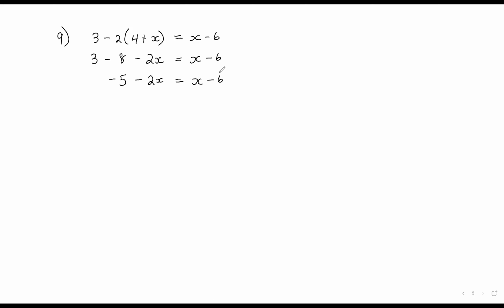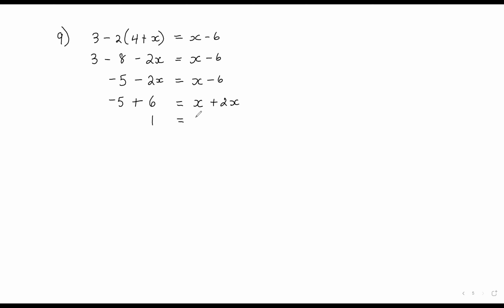All right. And now I want to group my x terms on one side of the equation and my constants or numbers on one side of the equation. So I'm going to add 6 to both sides or move minus 6 to the left-hand side. So that would become plus 6 instead. And then I bring down this x on the right-hand side. I move negative 2x to the other side of the equation. It becomes plus 2x. So minus 5 plus 6 is 1.